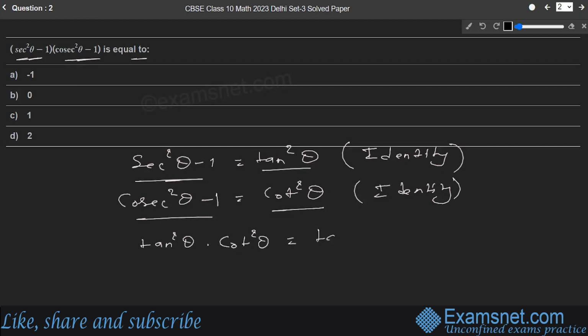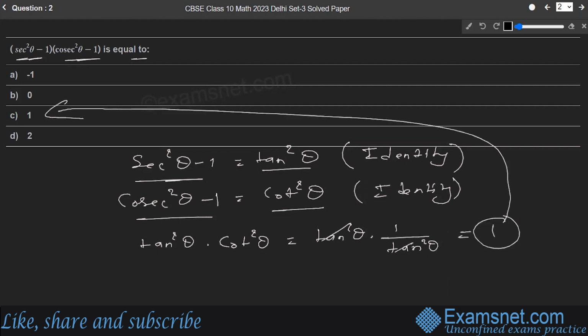This can be rewritten as tan square theta as it is, into cot square theta, which can be written as 1 upon tan square theta, because cot theta is nothing but 1 upon tan theta. If we do this, we can cut these two terms and we ultimately get 1. So that is the right answer, which is available in option C. 1 is the right answer.